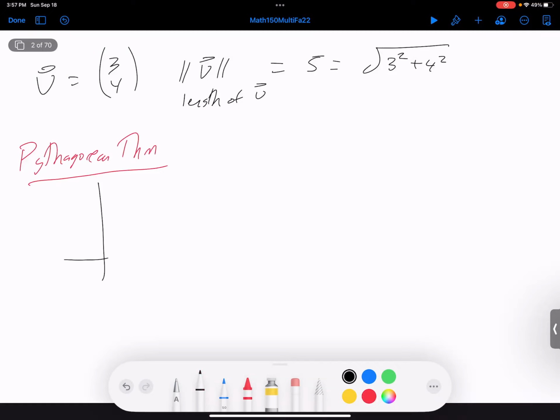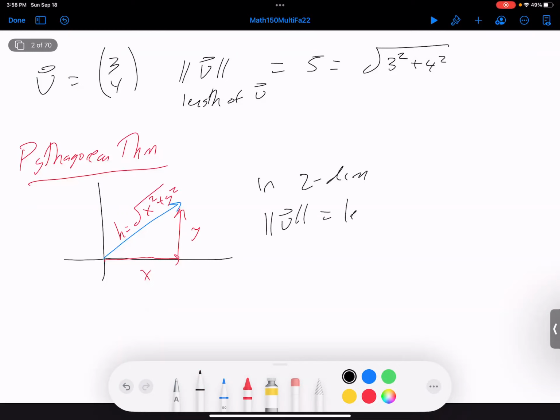And so if I give you some vector, and I can write it as the x component, here's the y component, and then the hypotenuse is the square root of x squared plus y squared. So this is the Pythagorean theorem in how many dimensions? 2. So in 2 dimensions, the length of v is the square root of vx squared plus vy squared.